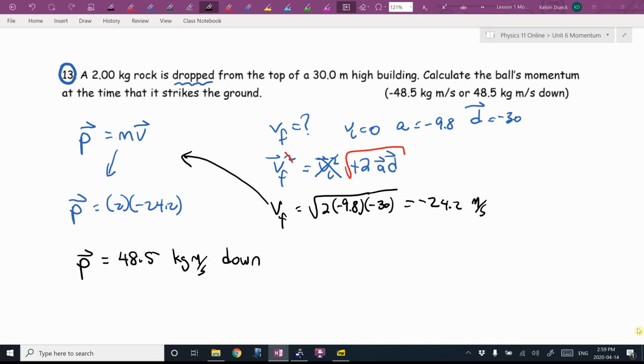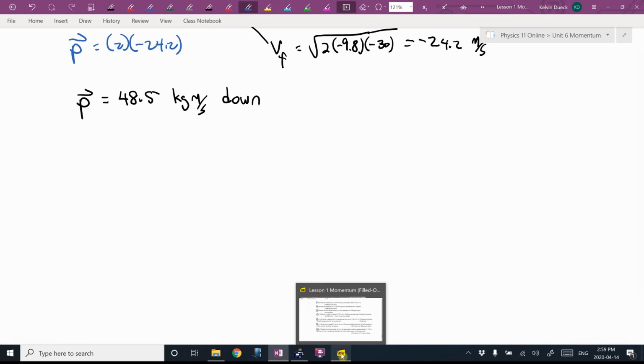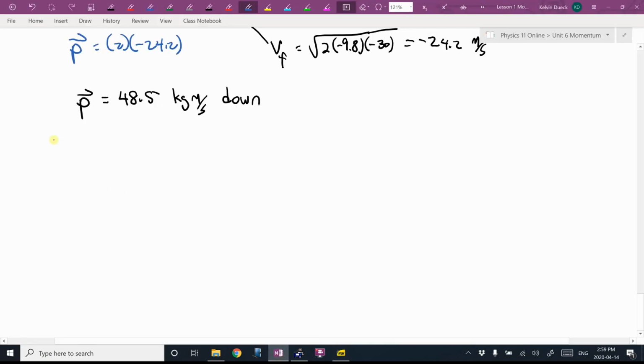Last one. Woohoo! Mr. Dueck, is this stuff going to get tougher? Yeah. This is going to get more challenging. This was just dipping our toe into the shallow end of the momentum pool. But it's also pretty cool. Collisions and explosions. Number 14. Gotta get my cursor back. There we go.